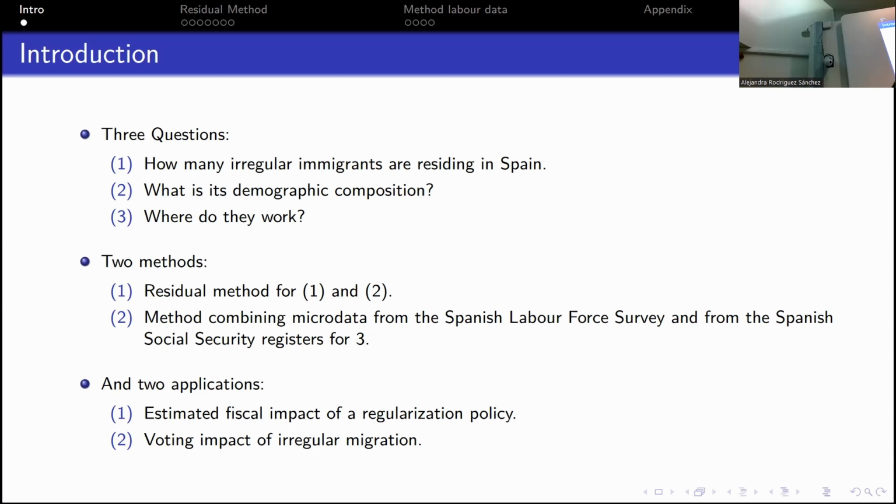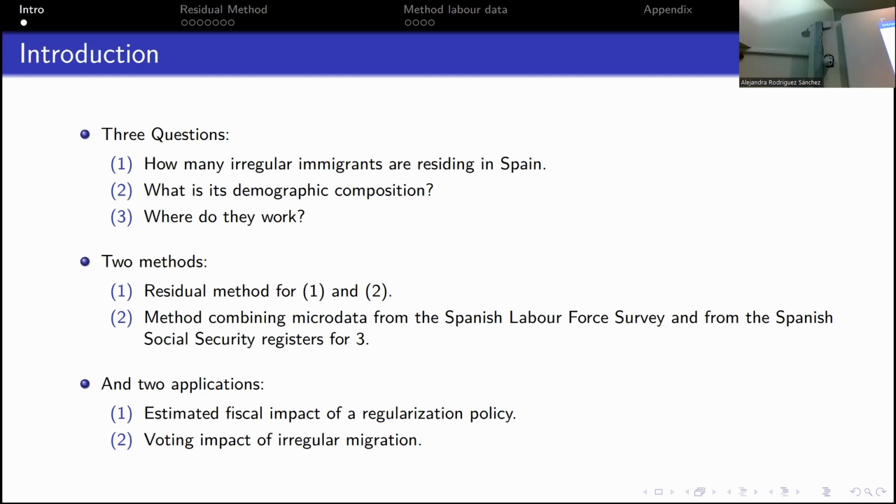combining microdata from two different labor sources, which are the Spanish labor force survey, which is very similar to the one that the Italian speaker that we have among the many of them explained about the UK. So this is going to be the same data, but for Spain. So the labor force survey, the homogeneous one for the EU, and then the Spanish Social Security Register.